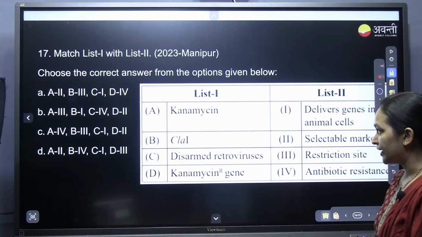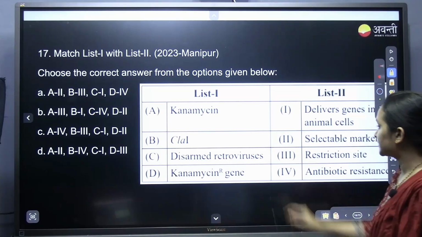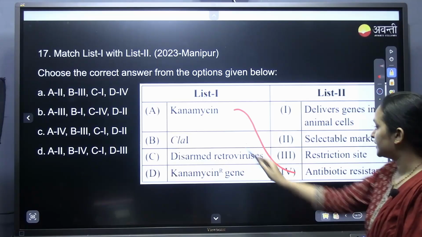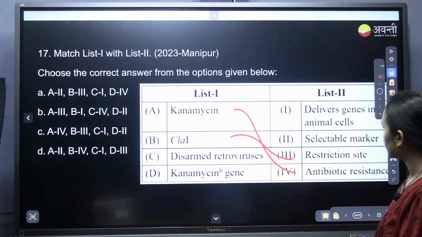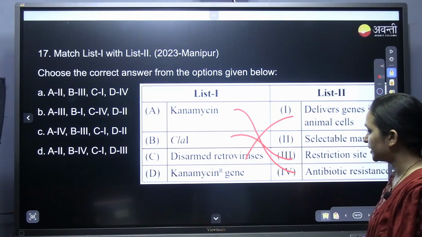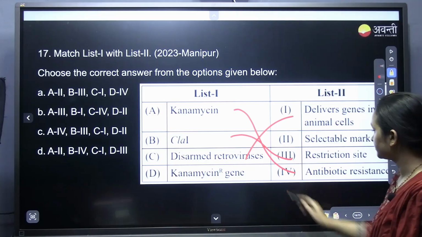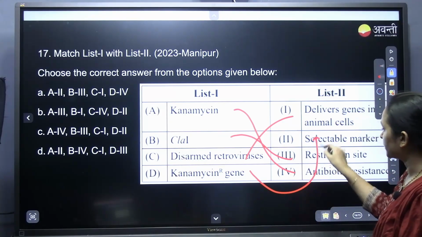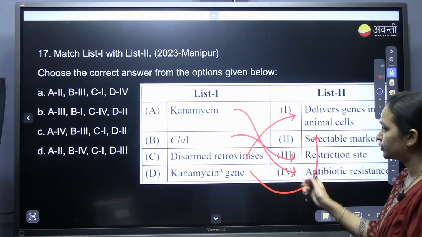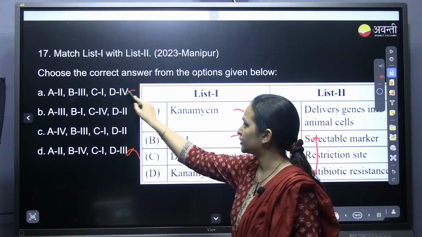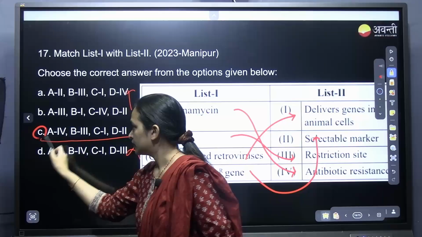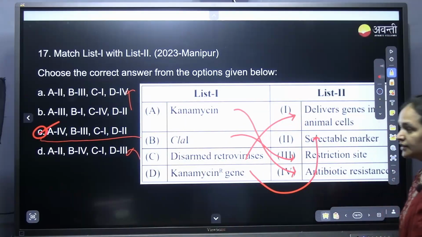Now match list 1 and 2. Kanamycin is antibiotic resistance. ClaI is a restriction site. Disarmed retrovirus delivers as a vector, these are vectors. Kanamycin resistance gene is a selectable marker, isn't it? So we need to find D2. Okay, D2 is in both of these, so you can remove these two. C1. C is the correct answer.